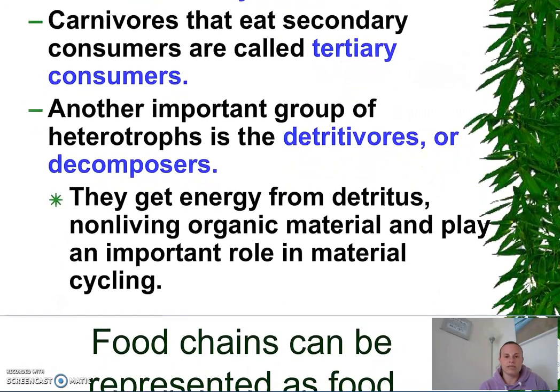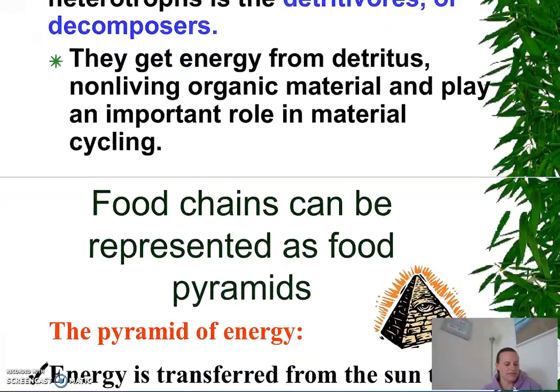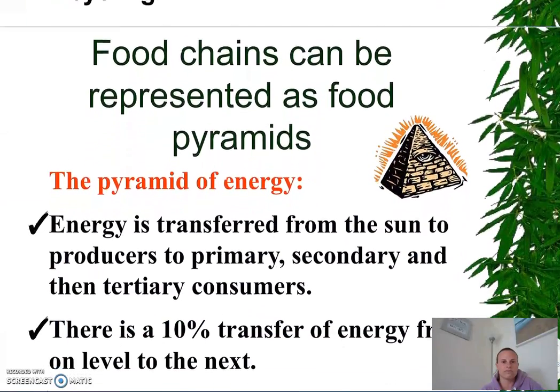What we haven't mentioned is another important group of heterotrophs, the detritivores or the decomposers. And these organisms are actually going to be found at every single trophic level.